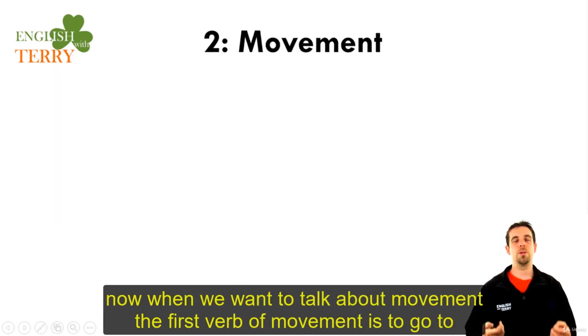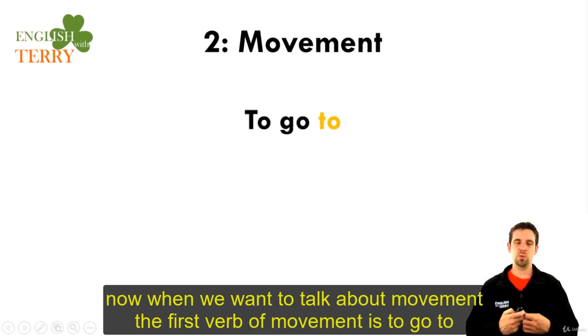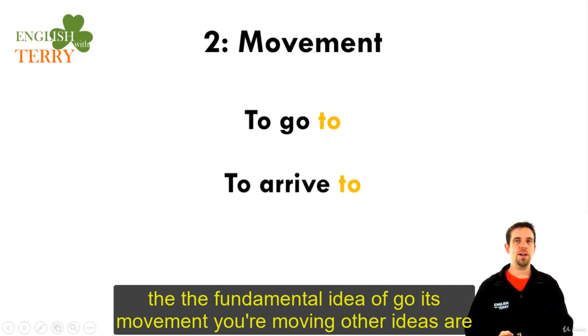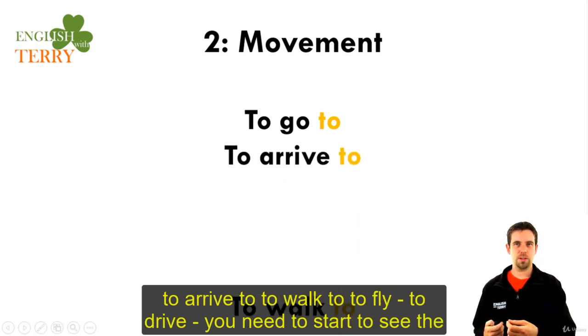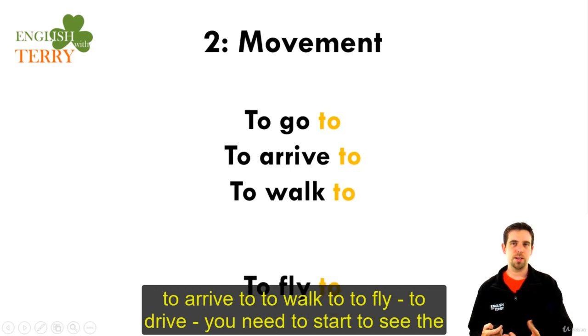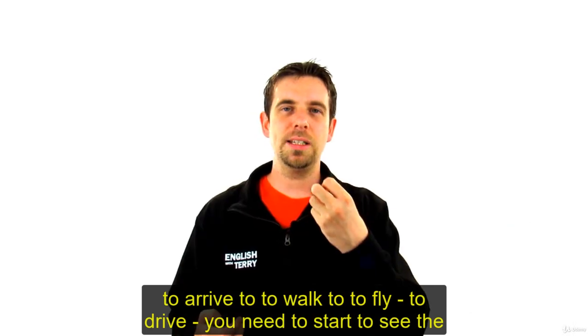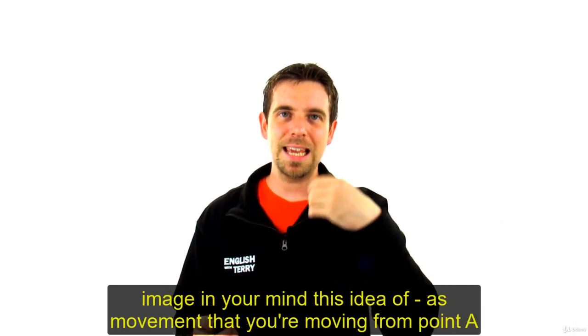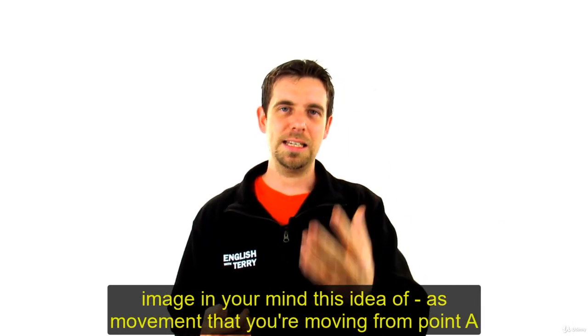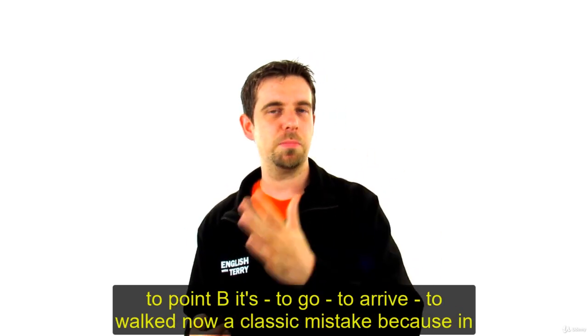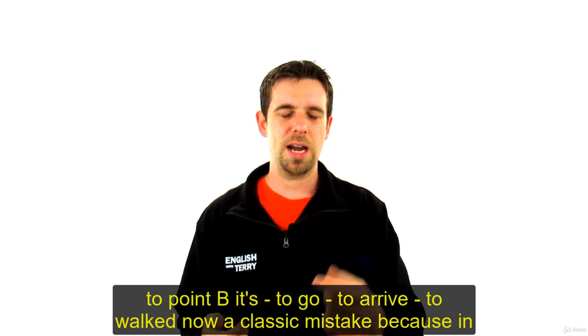Now when we want to talk about movement, the first verb of movement is to go to. The fundamental idea of go, it's movement, you're moving. Other ideas are to arrive to, to walk to, to fly to, to drive to. You need to start to see the image in your mind, this idea of to as movement, that you're moving from point A to point B. It's to go to, to arrive to, to walk to.